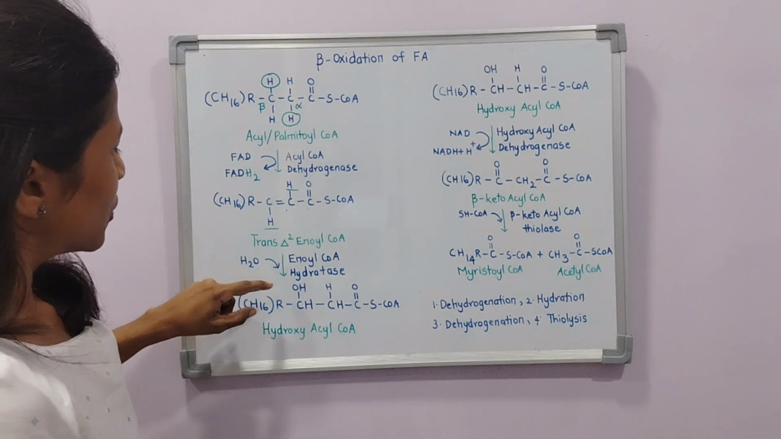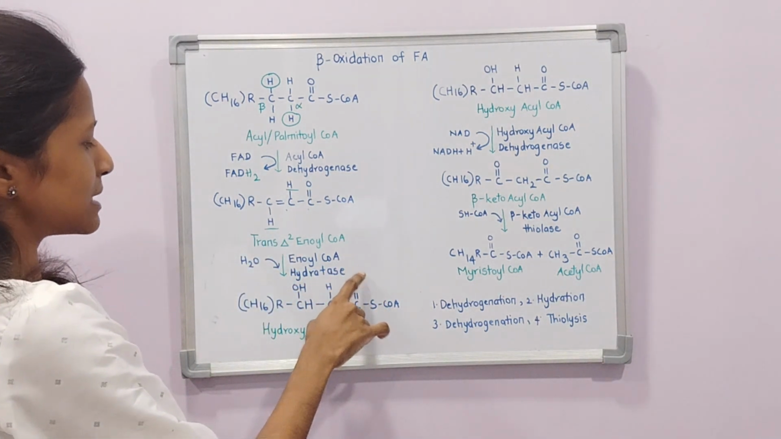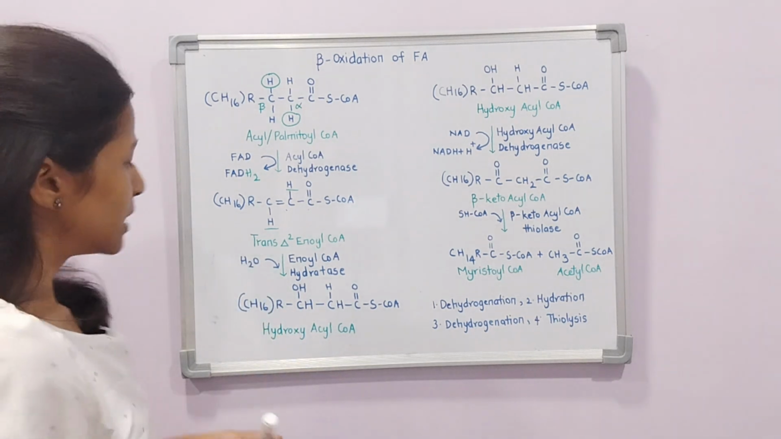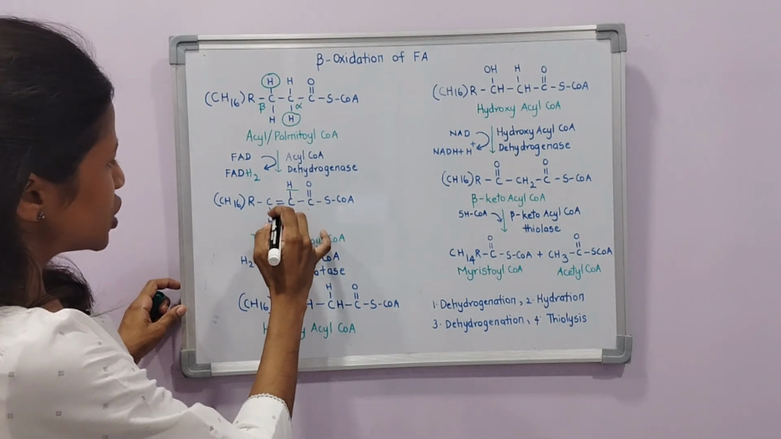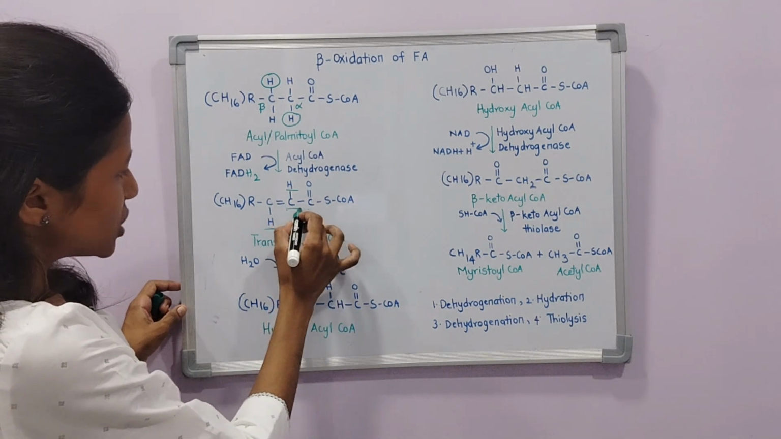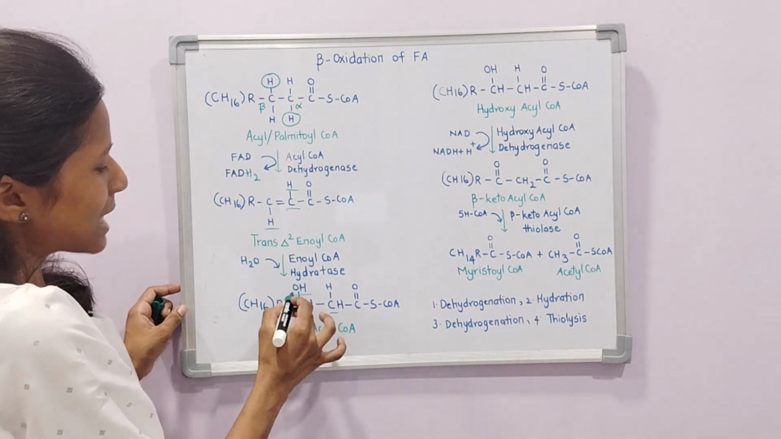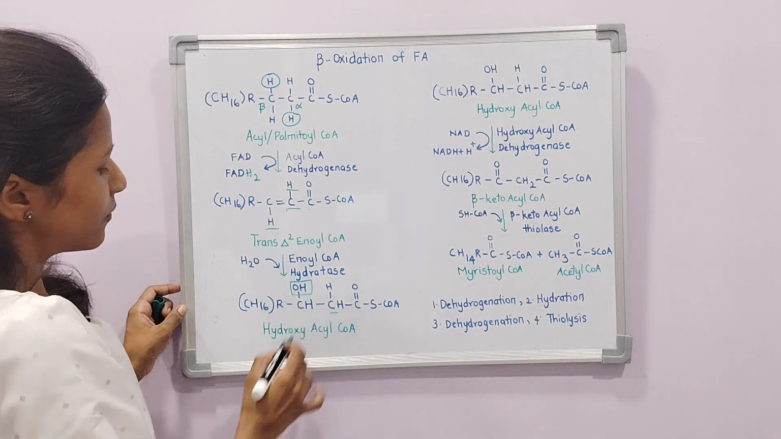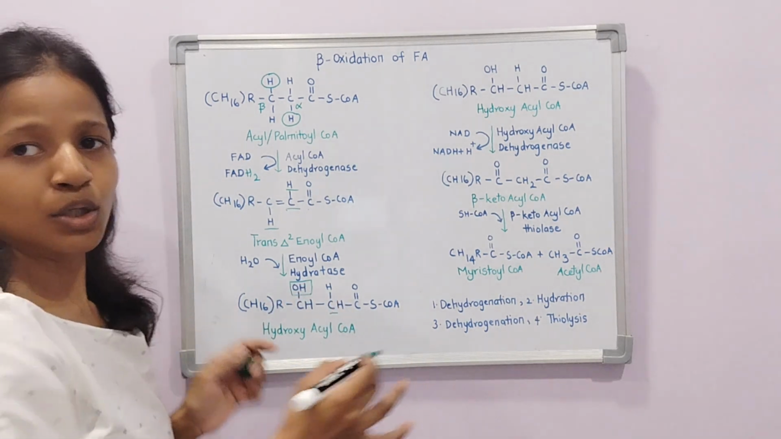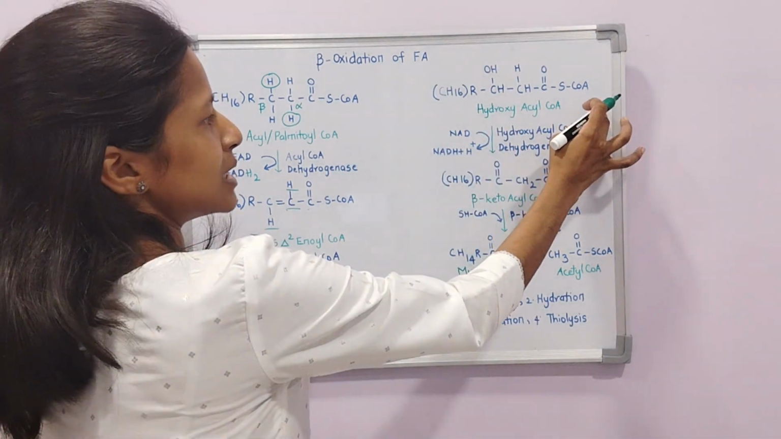This again undergoes hydration reaction catalyzed by enoyl-CoA hydratase. A molecule of H2O is added. So to this CH, an OH group is getting added, and to this CH, another hydrogen is getting added. Since this has a hydroxy group, we get hydroxy acyl-CoA. It's the same molecule that has been written here.